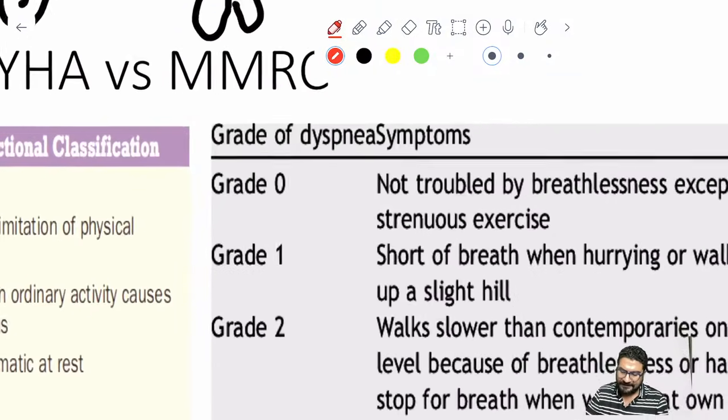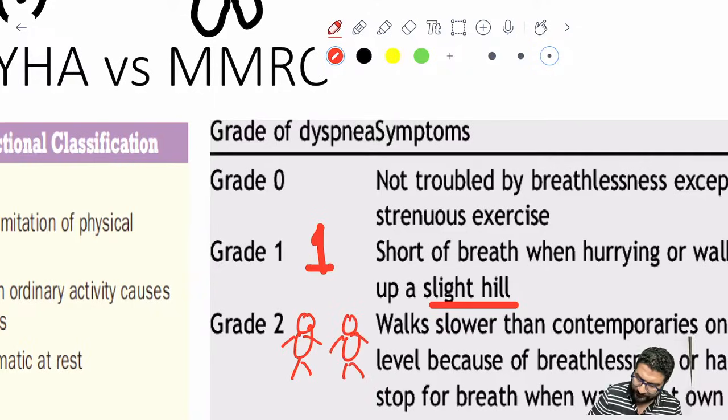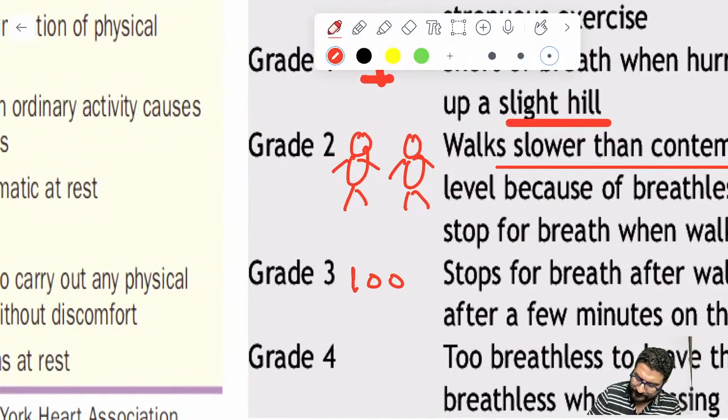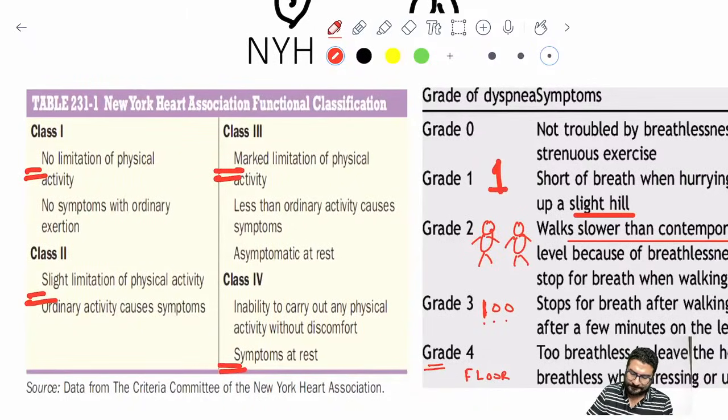Now coming to Modified Medical Research Council. Grade 1 looks like a hill, so dyspnea on uphill. Grade 2 means comparison: walking slower than contemporaries of the same age, meaning people of your own age. Grade 3, 100 meters, the patient is having dyspnea. Grade 4 means too dyspneic to leave the house, dyspnea at rest. Grade 0 is normal, so you can skip it.